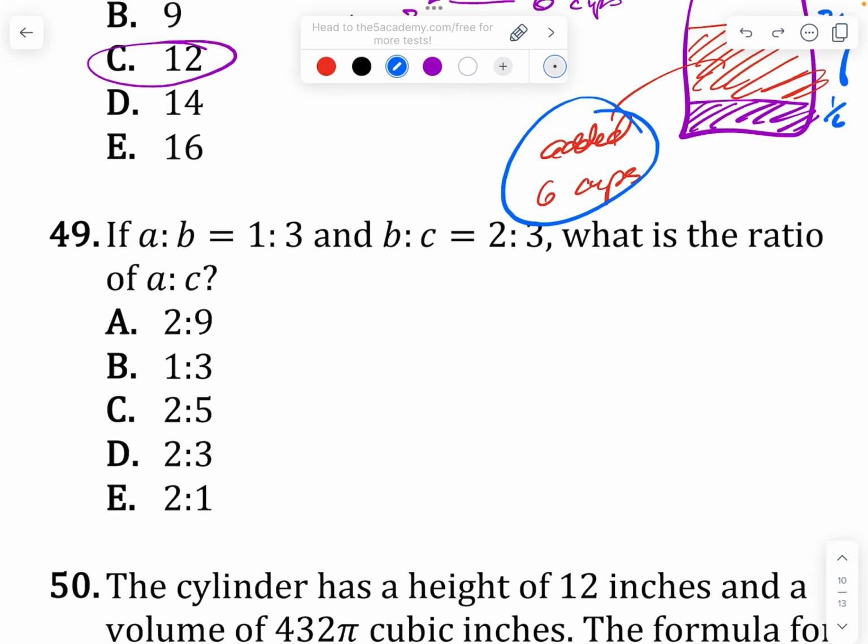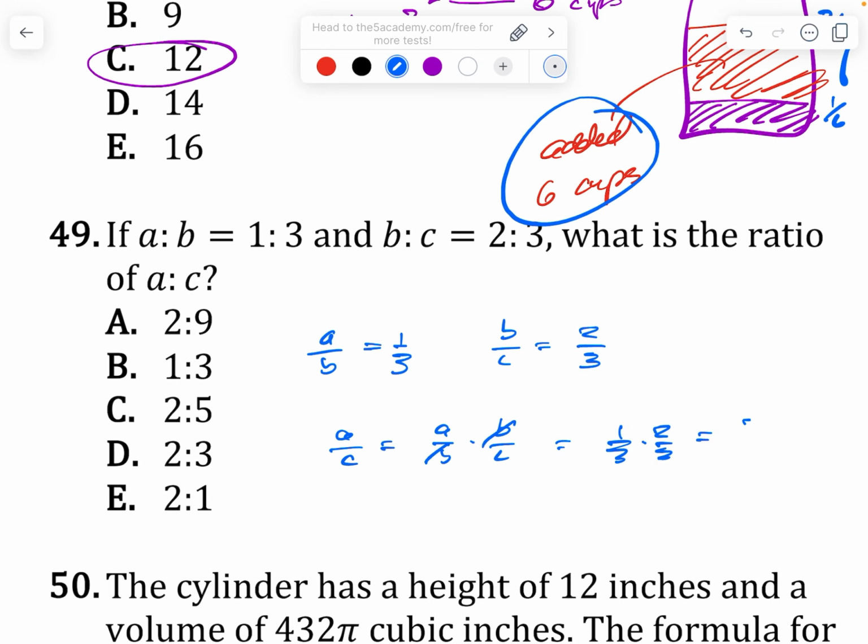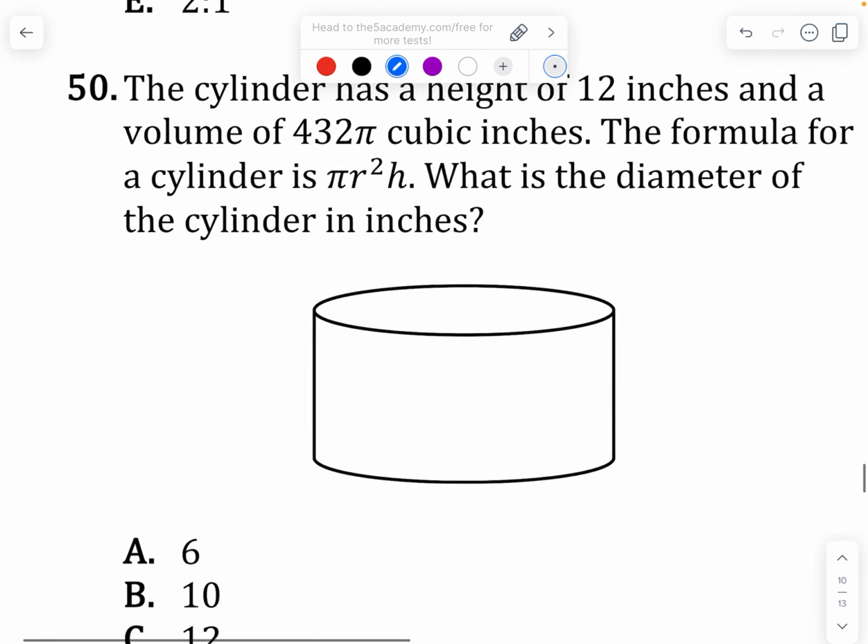If A to B is 1/3 and B to C is 2/3, what is the ratio of A to C? The easiest way to solve this is to just think of it as a ratio. So A over B is equal to 1/3. B over C is equal to 2/3. That means A over C is going to be equal to A over B times B over C, because the B's will cancel. Okay, so just do 1/3 times 2/3. You end up getting 2/9. 2 to 9 is A to C, and that's your answer.